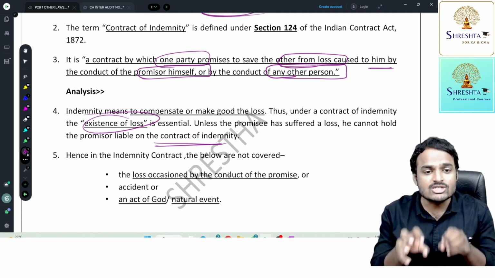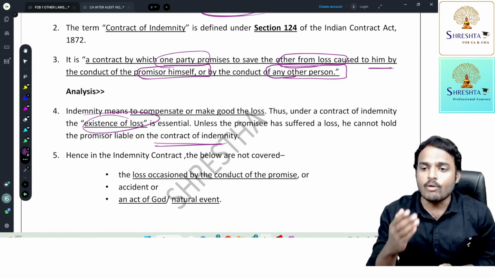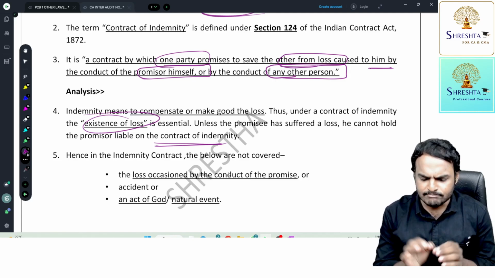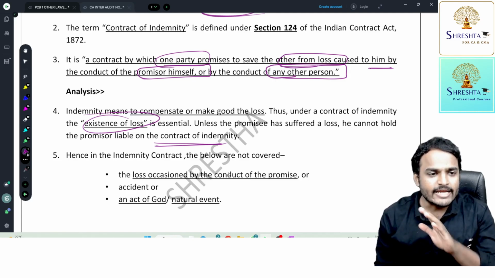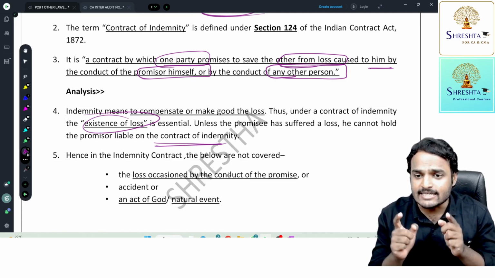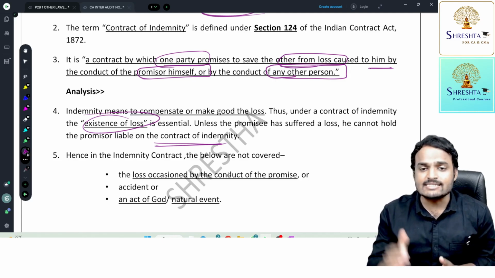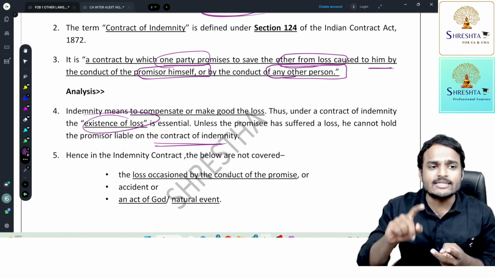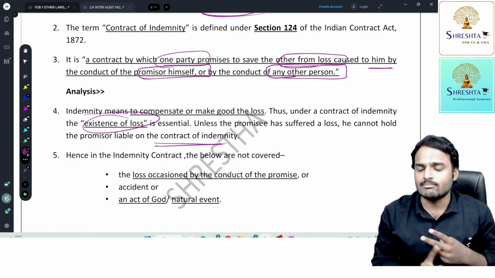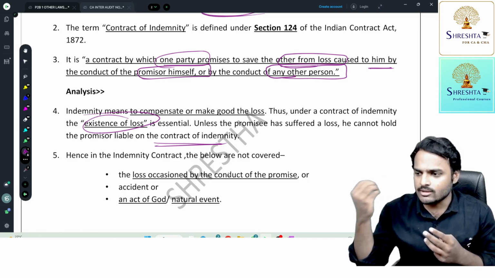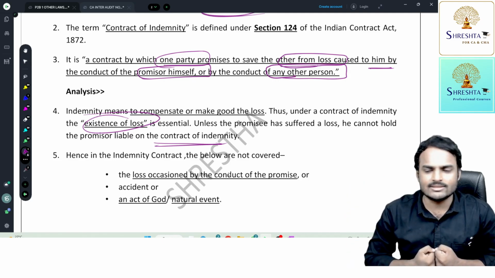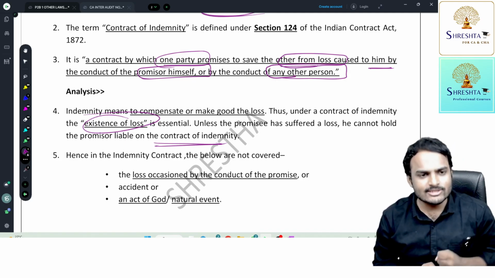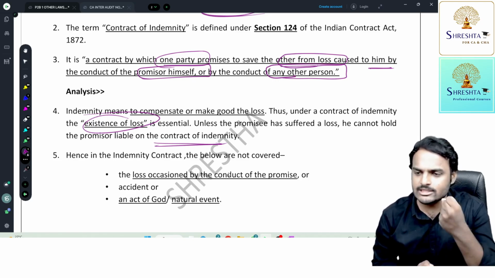But this was challenged in one of the case studies. The Bombay High Court challenged the definition given in the Contract Act. It simply told that the definition of indemnity under the Indian Contract Act is incomplete. It is covering only losses caused by the conduct of the promisor and losses caused by the conduct of a third party, but not act of God, not natural calamities. These were not covered. So they took interpretation from English law.